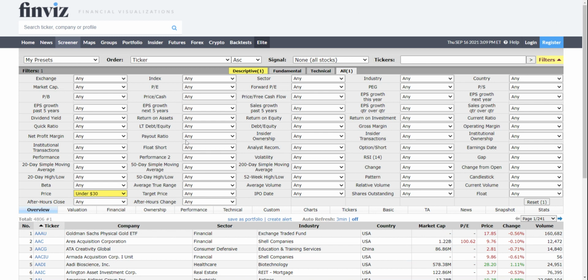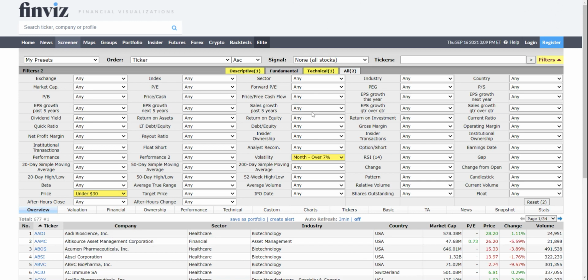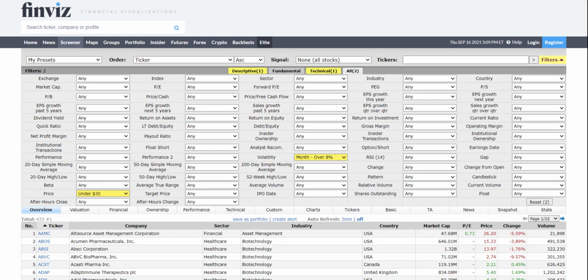Then the next thing that I am going to be looking at is the volatility. Volatility is a statistical measure of the dispersion of returns for a given stock, and it represents the average daily high/low trading range. What do we want to fill in for the volatility? We want the month to be over 8%. Sometimes I go over 9, 8, maybe sometimes 7, sometimes even 50, but it's always up to you. But let's just go month over 8, just like that. So this is the volatility for the month to be over 8%.